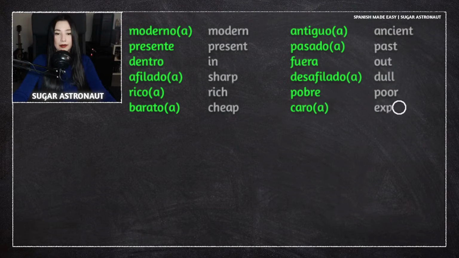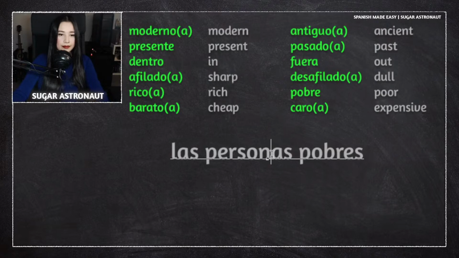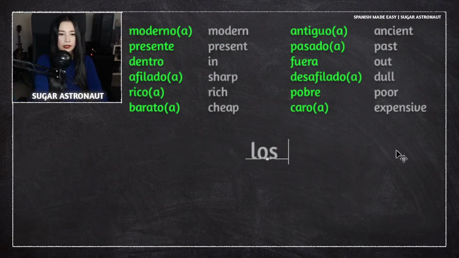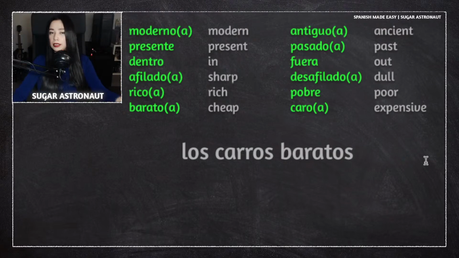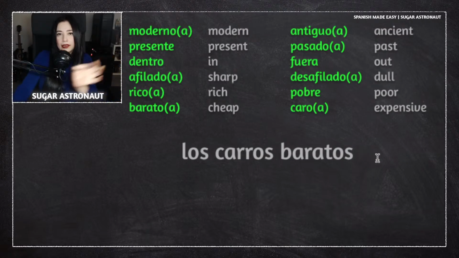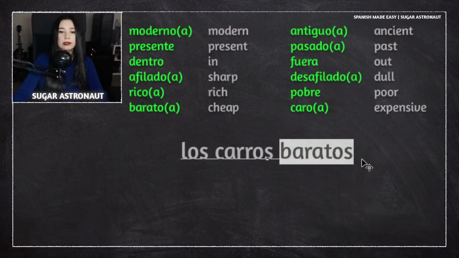Caro, expensive. Barato, sorry. Barato, caro. Barata, cara. Okay, so cheap, expensive. You can say los carros baratos, the cheap cars. And then they are not good or are great or whatever. But you can have it plural and in this situation also masculine.